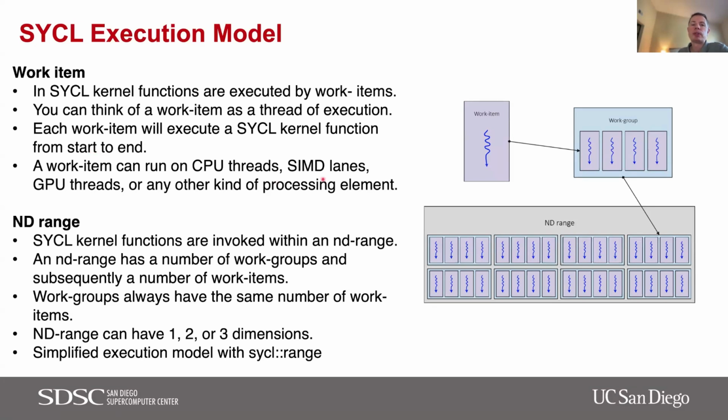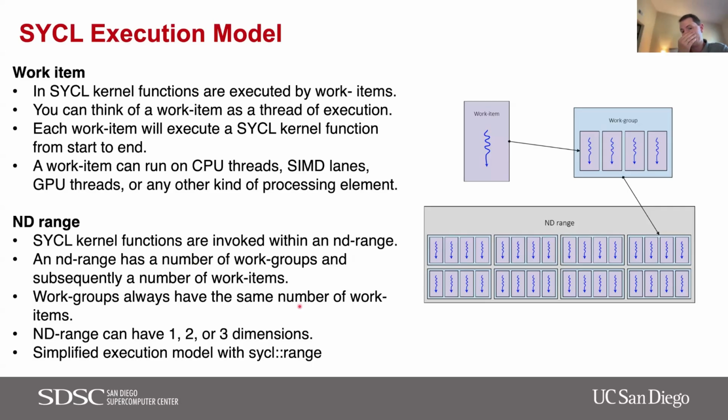And it can run on CPU threads, SIMD lanes on a CPU, GPU threads, or any other kind of processing element, right? And then we define an ND range. These kernel functions are invoked within an ND range. As you see in the ND range here, the work items are basically grouped into work groups. So I have work groups, and I have multiple of those, right?